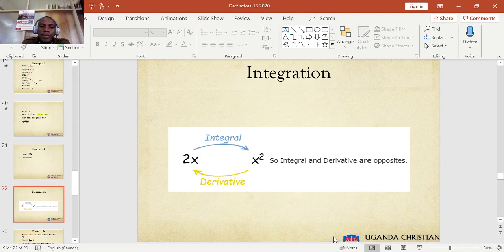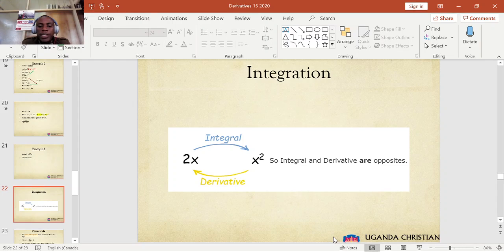We've seen derivatives, how we differentiate a function, a variable with respect to another variable. But at times, if you want to go back to the original function, then we use integration, or we integrate. So integration is the opposite of differentiation. Integration and differentiation are opposites, or integrals and derivatives are opposites.